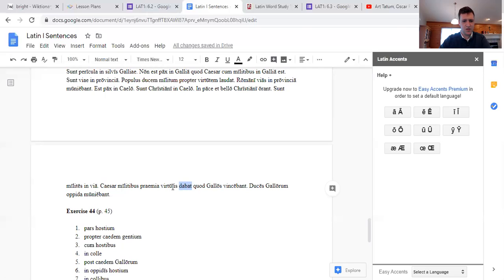So Caesar was giving premia. Premia is neuter, accusative plural here, that short A. Caesar was giving rewards. And then we have a nice dative plural here, third declension, militibus, to the soldiers. Caesar was giving rewards to the soldiers.